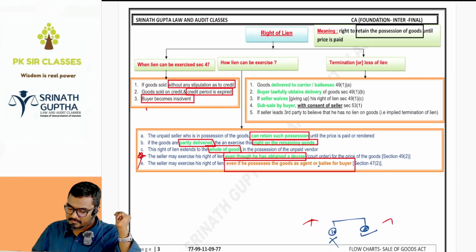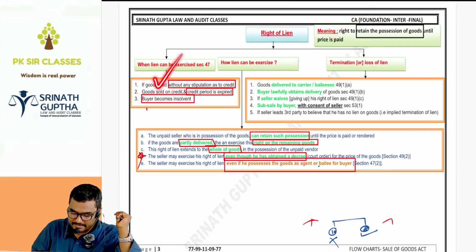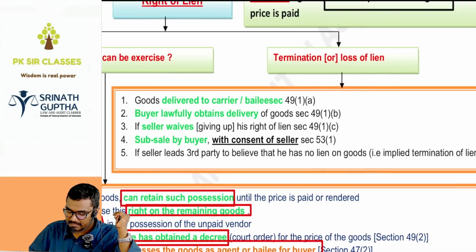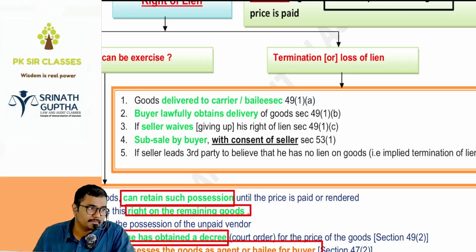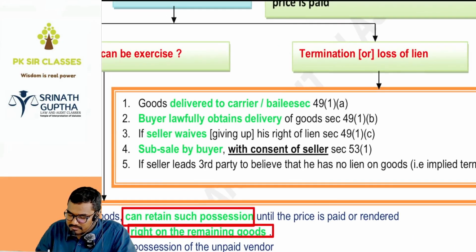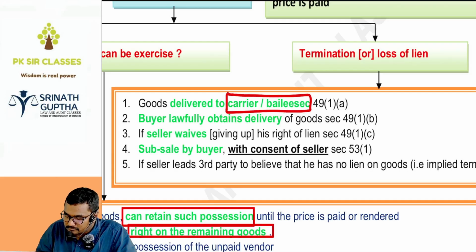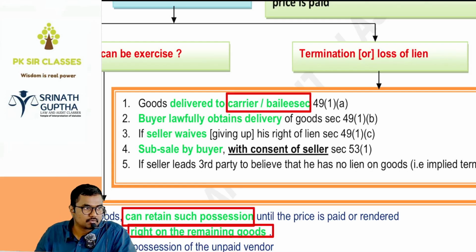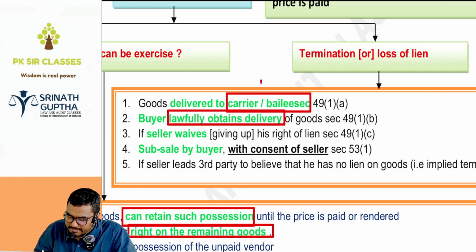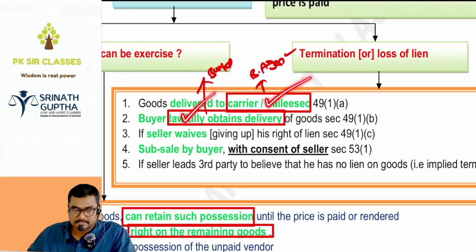Done. So we know the meaning of the lien, when it can be exercised, how it can be exercised, and termination of the lien. When will the right of lien be lost? When goods are delivered to a carrier, the lien will be lost. Or when the buyer lawfully obtains the delivery. So goods are taken by the buyer or the buyer's agent. Carrier means lorry, auto, DCM.